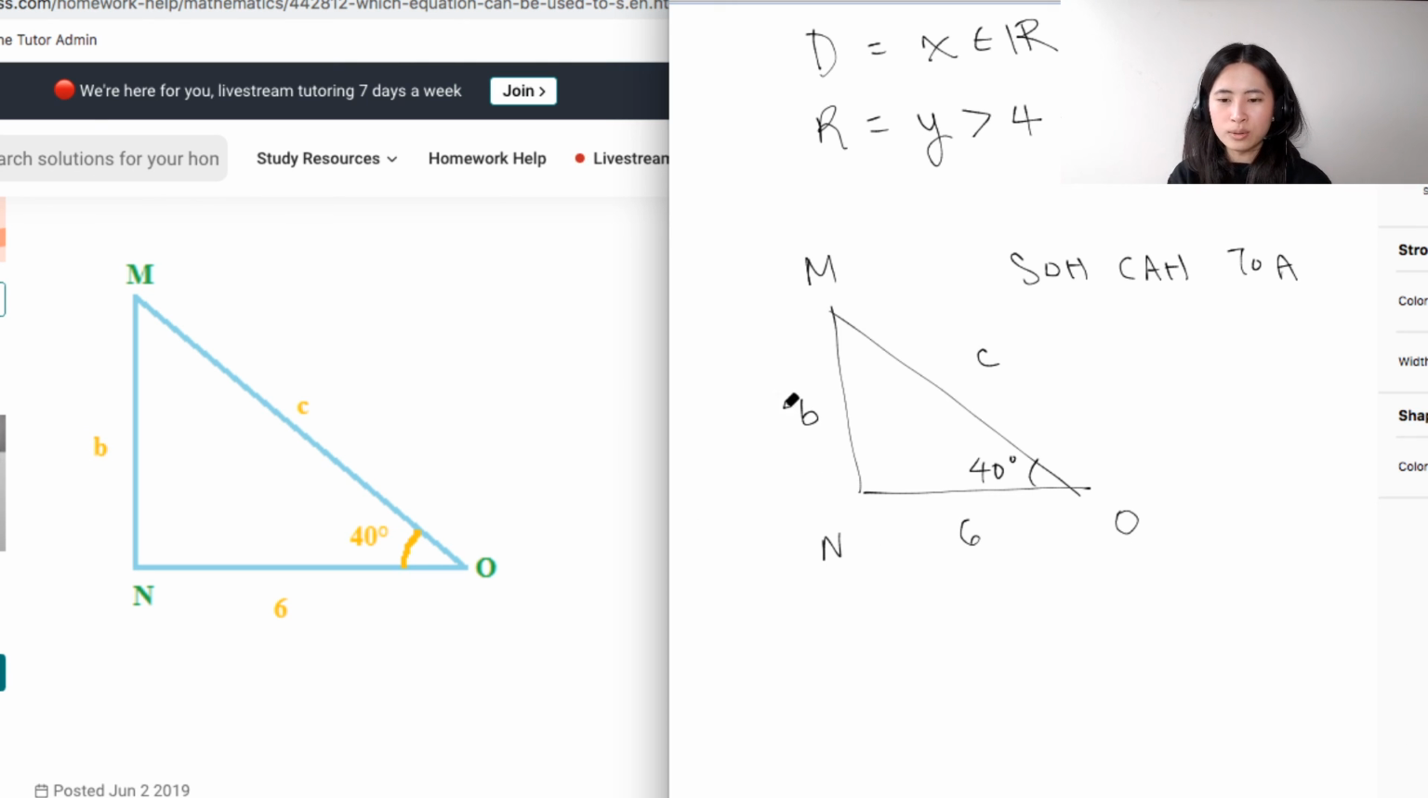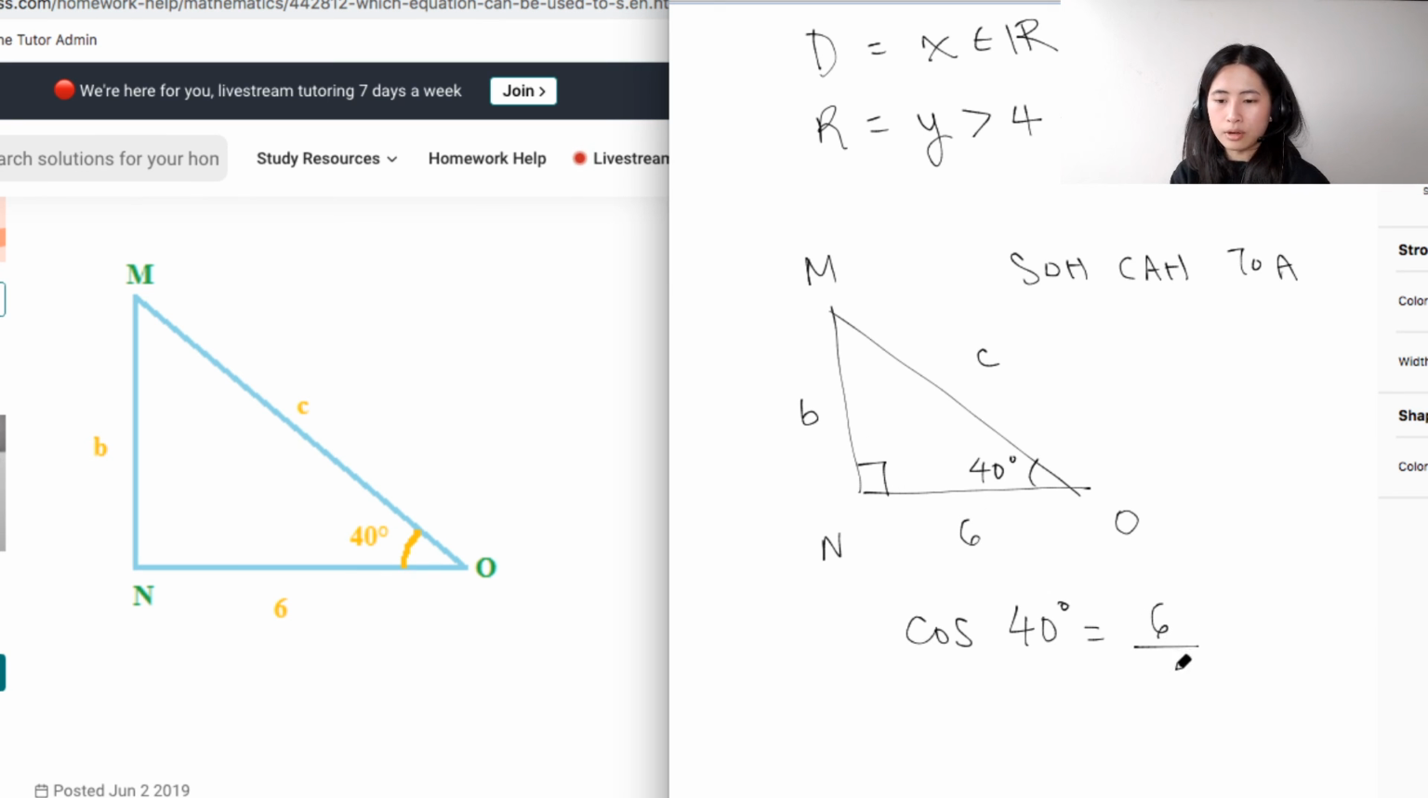Just one value. So in that case, you're going to use cosine, right? Because if you have cosine, your unknown is only going to be C. Because if you have 40 degrees, this is going to be adjacent. So your adjacent side is 6, and your hypotenuse is simply going to be C. And how do I know C is my hypotenuse? Because that's opposite of your right angle.